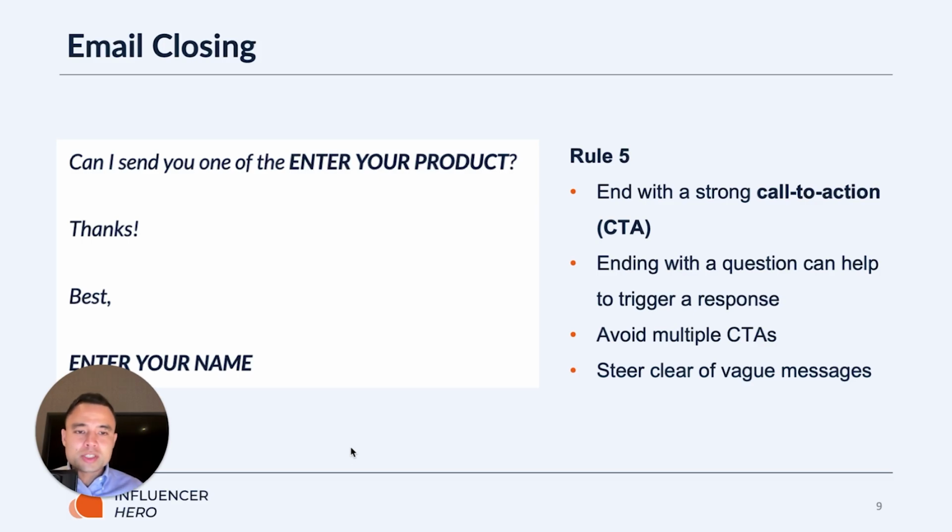And then what we want is to avoid multiple CTAs. That's also something which I've seen quite frequently. Don't tell them, check out our Instagram here, check out our website here, and can I send you a product? Those would be 3 CTAs. Too much. Try to limit it to one strong CTA at the end of the email. And why do we also say send product? Because the next step is you need to collect the address, right?